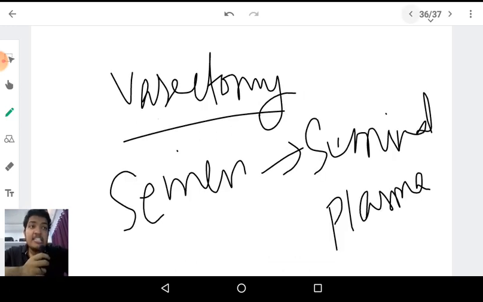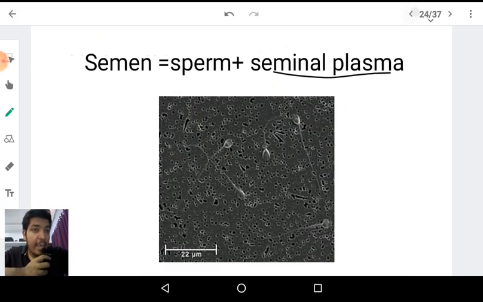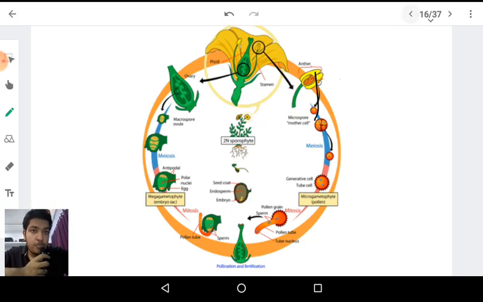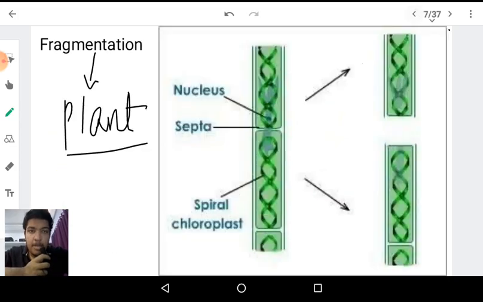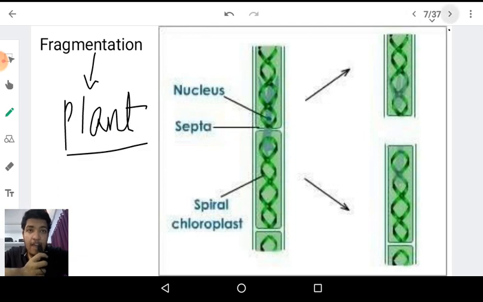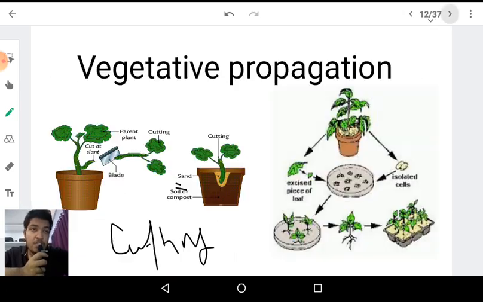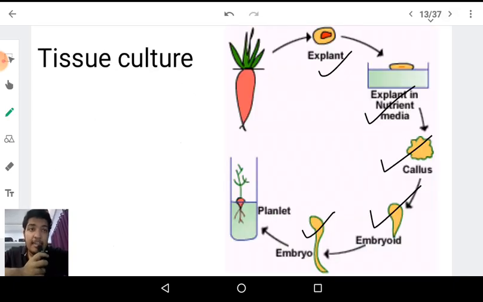So this brings us to the end of this chapter, that is reproduction in organisms, and also human reproduction. Once again, to have a quick review of this chapter, we started with a discussion of asexual reproduction in different groups of organisms, starting from amoeba. Second, we discussed the plasmodium. Third, we discussed fragmentation. Fourth, regeneration, budding, vegetative propagation, tissue culture, cutting, layering, and grafting.